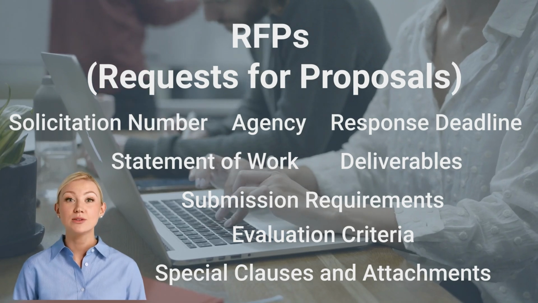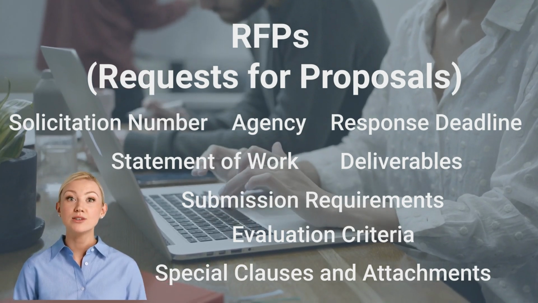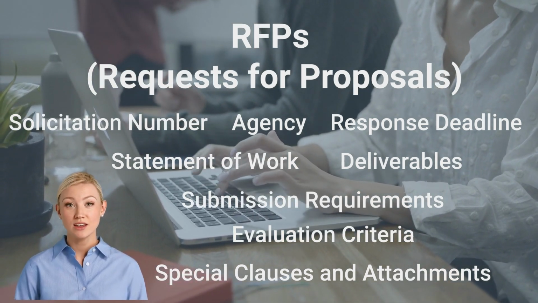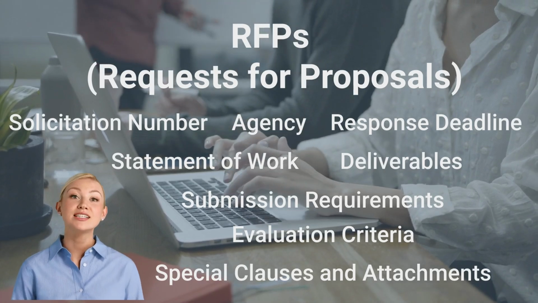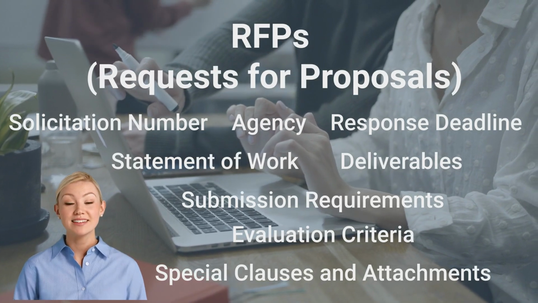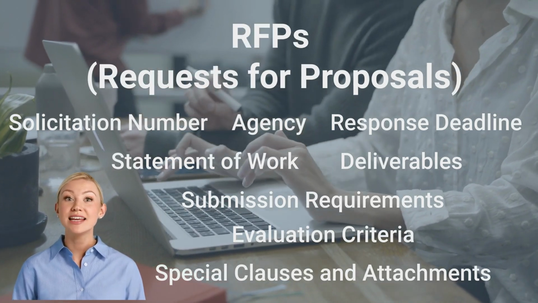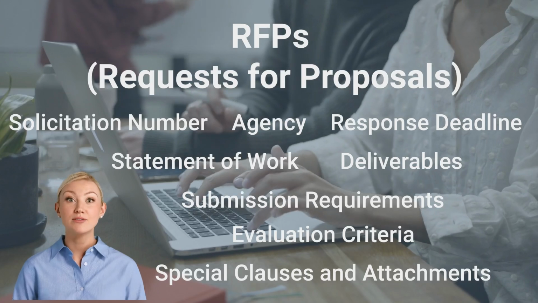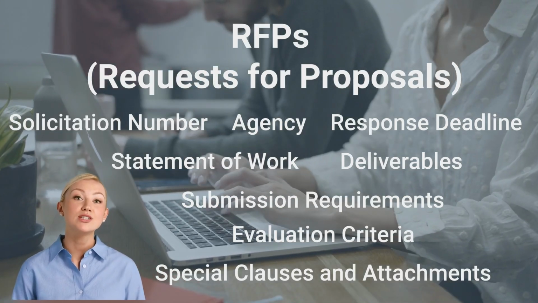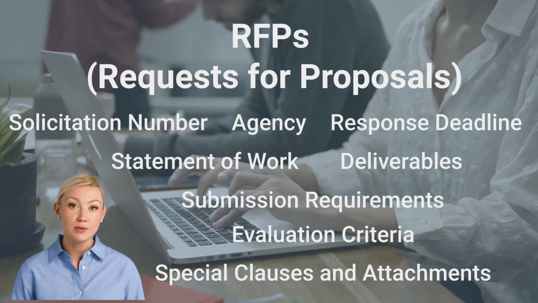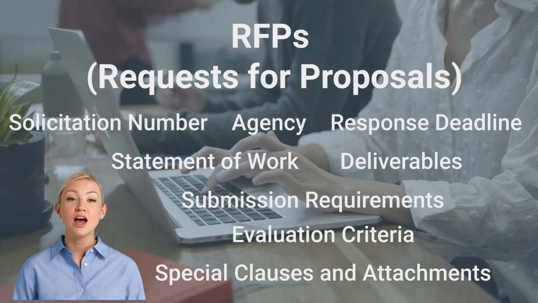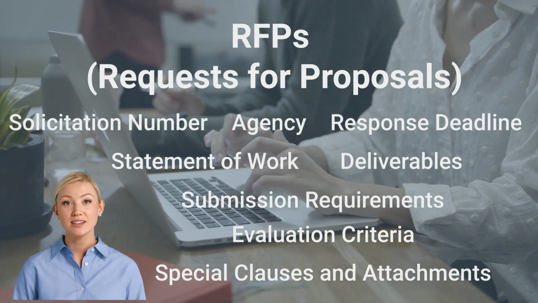Interpreting RFPs, or requests for proposals. Once you have pulled an RFP from SAM.gov, there are key sections to focus on. The cover page, along with the solicitation number, which is a unique identifier for the opportunity. The agency name, which is the government entity issuing the RFP, and response deadline, when submissions are due. The statement of work, or SOW, explains the agency's needs and project goals. Deliverables define the expected outcomes, timelines, and performance standards.